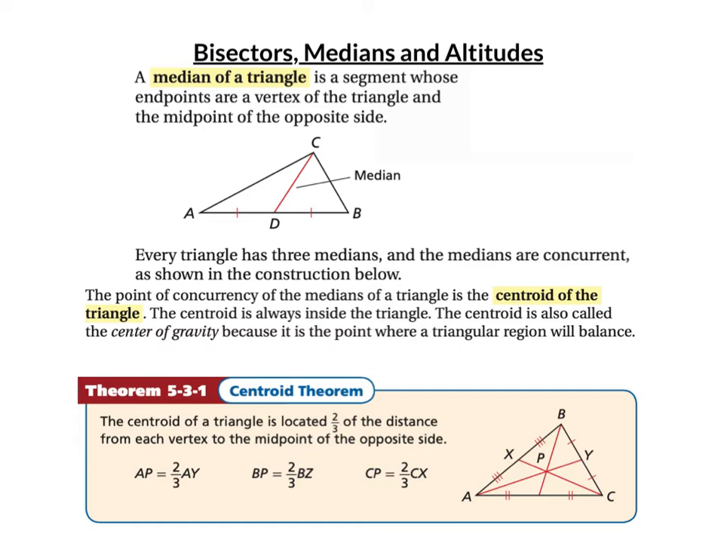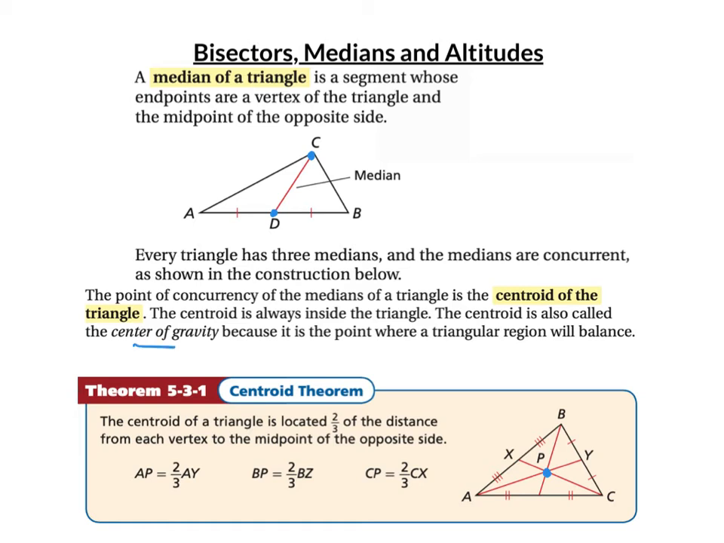Next, we have the median of a triangle. The median is a segment from any vertex to the midpoint of the opposite side. Notice that AD is congruent to DB in that picture. And if I draw in all the medians, they are concurrent. They intersect at a point. This point is the center of gravity.